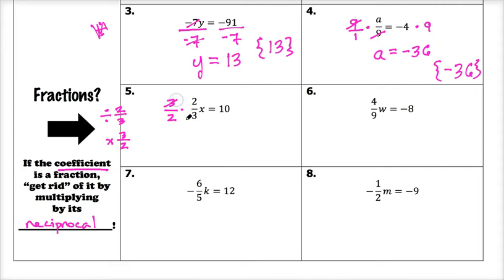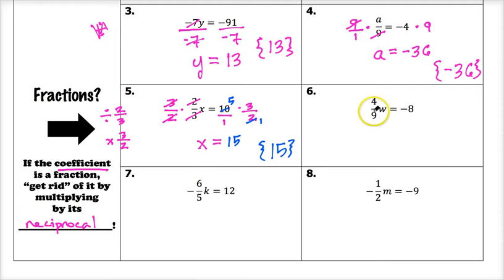Doing that's going to cancel out my 3's on the diagonal and my 2's, so I'm just going to be left with x on the left side. I need to do the same thing to the right side, multiply by 3/2. So this is 10 over 1 times 3 over 2. My 10 and 2 are going to cancel to 1 and 5, so I'm just left with 5 times 3 all over 1, which is 15. So my solution to this equation is 15.